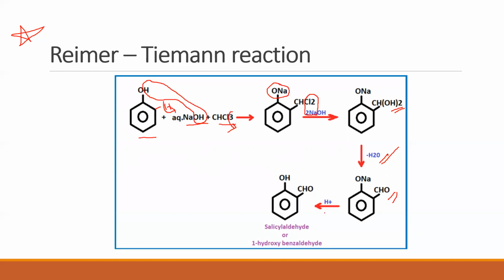Now, what is the last step? Last step is I need to convert ONa back to OH. We have seen how we can accomplish this by just adding an acid. The moment I add an acid, Na will be taken out as Na plus. If I have any Cl minus in the solution, it will go out as NaCl, and H plus will get substituted in place of Na to become OH, giving us salicylaldehyde.